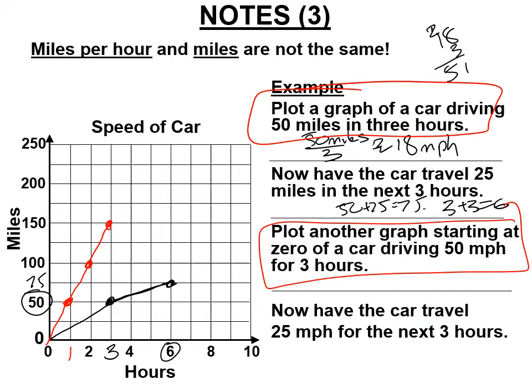Now have the car travel 25 miles per hour for the next 3 hours. All right, so each box is worth 25. So we're going to go 25 miles every single hour for the next 3 hours. So this was about miles per hour, and the original one is about miles. Right, so you really have to read the instructions, right? You read whether it says miles per hour or it says miles. Right? If you don't do that, you're going to do the wrong thing and get wrong graphs and wrong answers. Okay, you've been warned here.